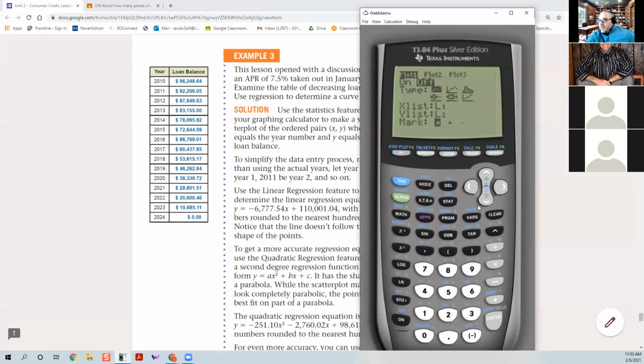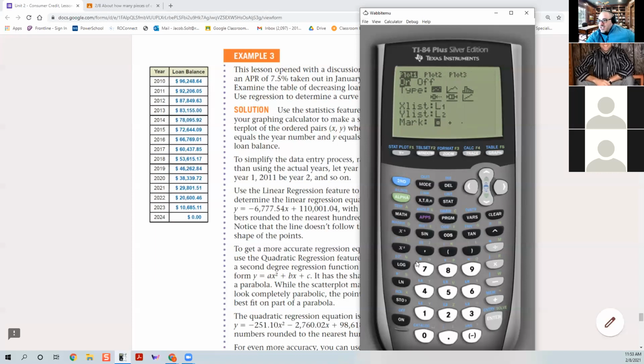I'm going to press enter. I want to switch this over to on. The type of scatter plot I want to choose is little dots. I want my X list to be list 1. That's why I made my 0 through 15 to be list 1. And I want my Y list to be list 2.